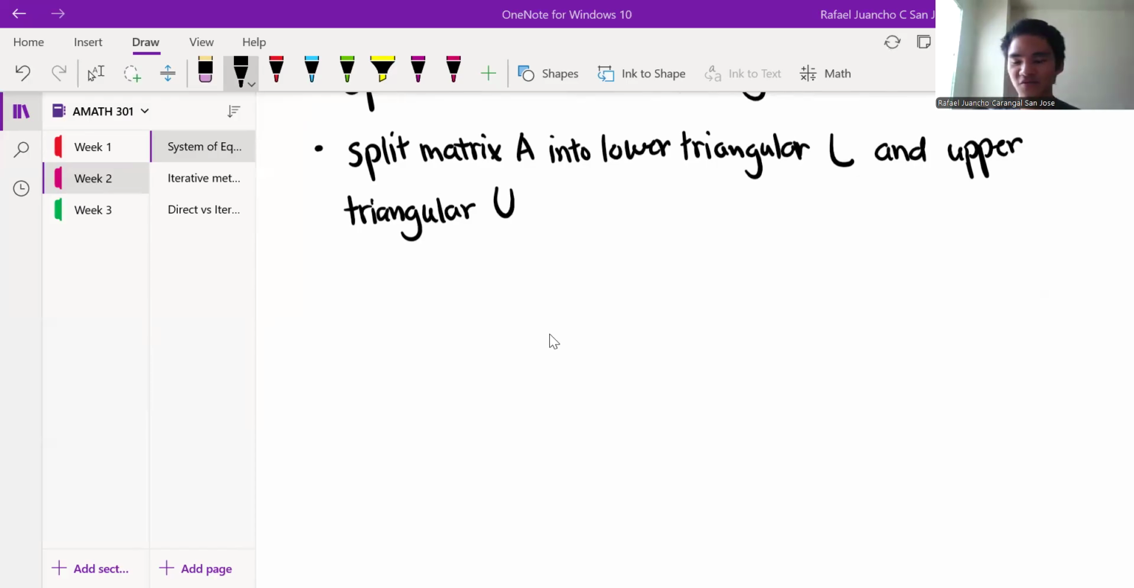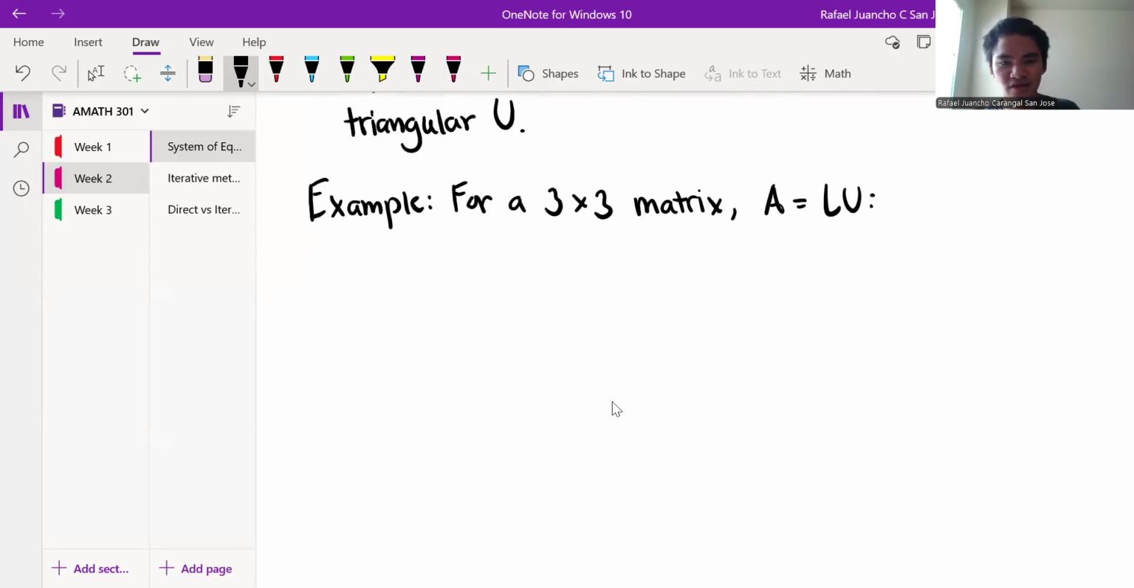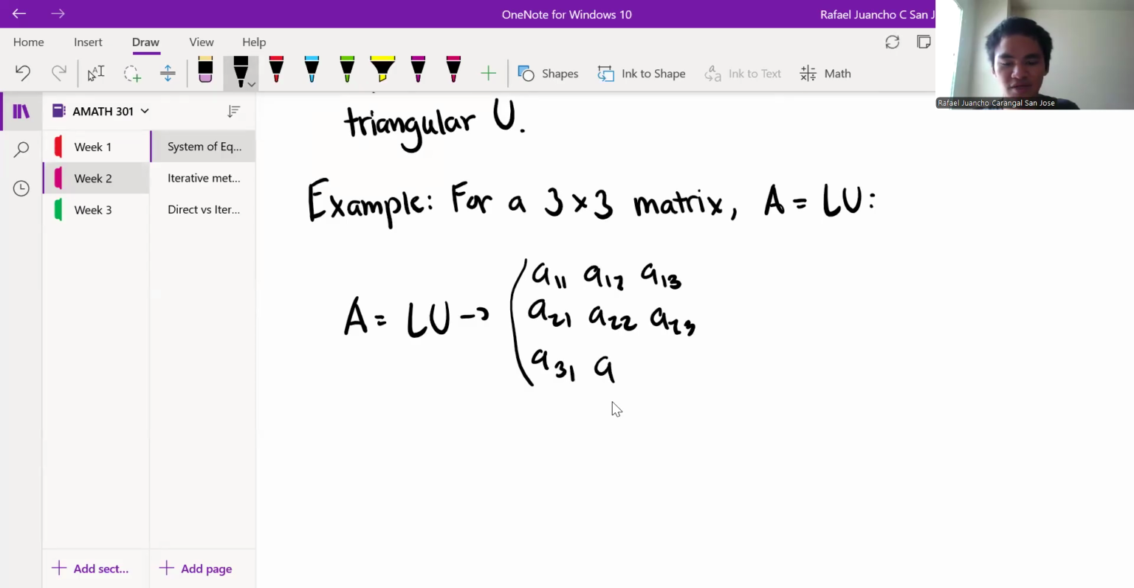And so if we go back to our 3 by 3 matrix, the LU factorization scheme splits A as follows. Let's do another example here. For a 3x3 matrix, we say our matrix A is equal to LU. So let's actually show what that is. A can be split into two matrices, and we multiply these lower and upper triangular matrices. So here's my 3x3 matrix A: A11, A12, A13, A21, A31.